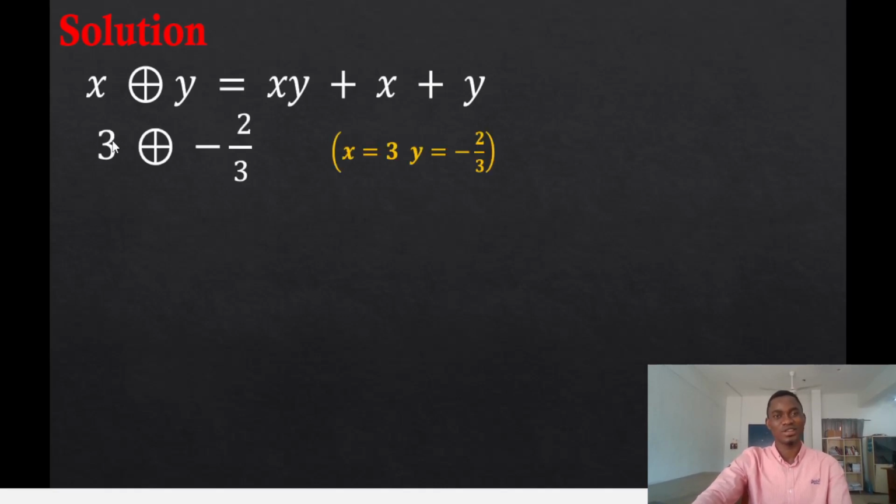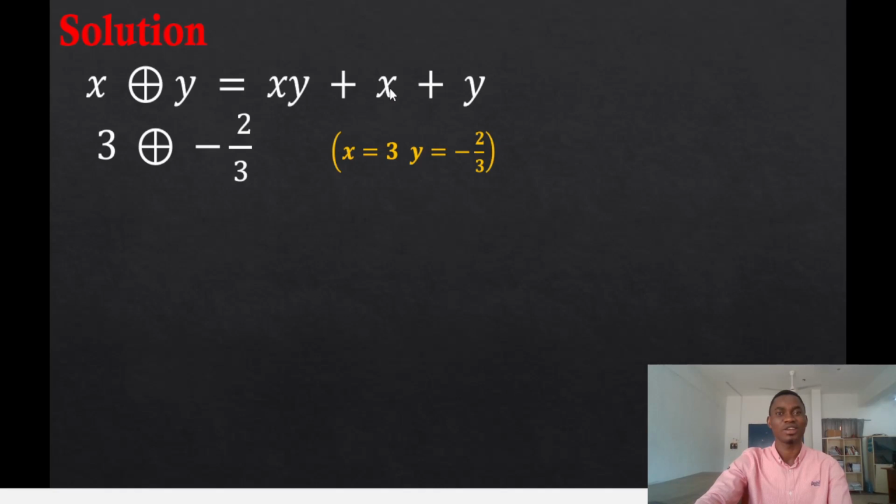All right. Now we are given this binary operation x on y equals xy plus x plus y. Now we are being asked to use this formula to combine 3 and minus 2 over 3. Right? Now, let me ask you a question. What is our first element?